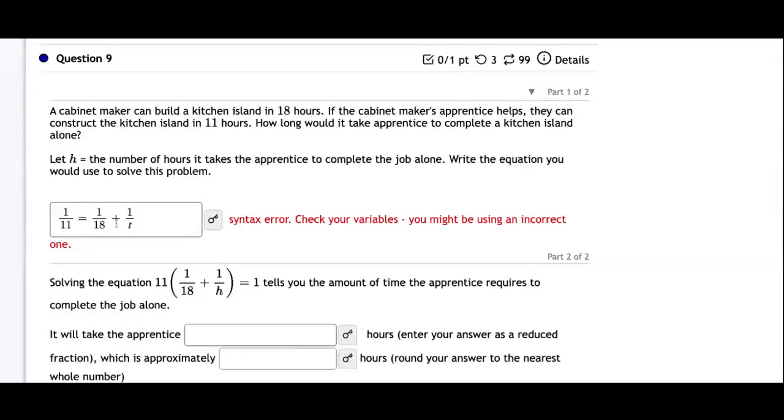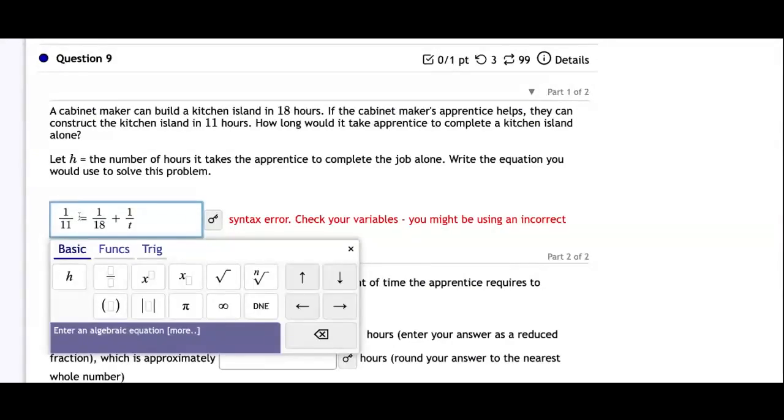So then we just solve this. We move 1/18 to the other side. So 1/t equals 1/11 minus 1/18. We need a common denominator. We multiply 18/18 for the first one and 11/11 for the second one. Now we have a common denominator, right? So 18 minus 11, that's 7.